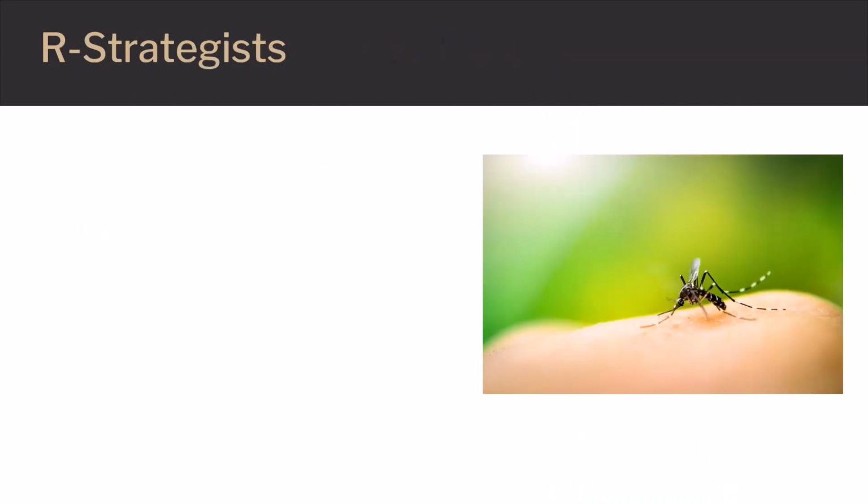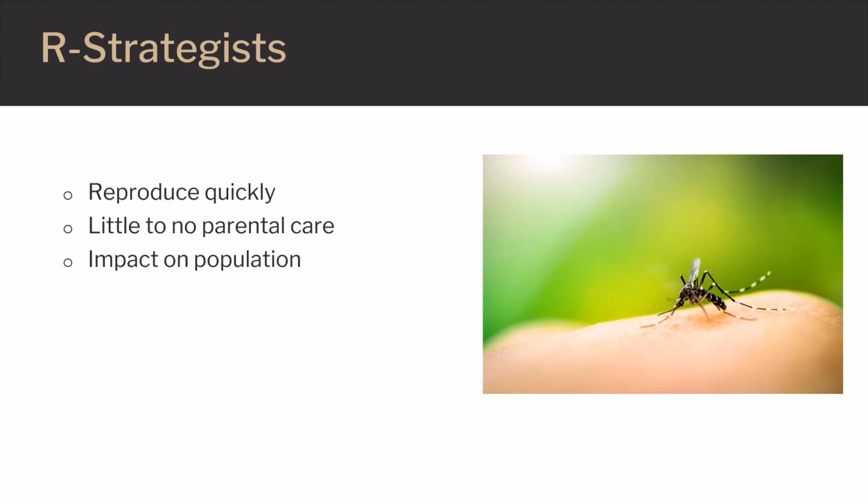R strategists tend to reproduce quickly and have large numbers of offspring. They offer little or no parental care to their offspring, and subsequently, many offspring do not reach maturity. However, because of the large amount of offspring produced, these losses do not significantly impact the population. This group also matures rapidly and has a short lifespan, comparatively speaking. Some examples of R strategist populations include cockroaches, bacteria, and mosquitoes.